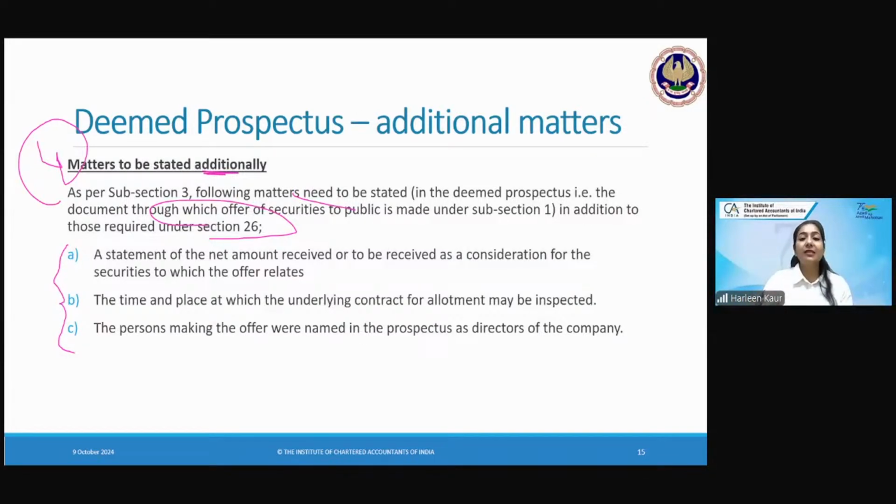What are those 3 things? A statement of the net amount received or to be received as consideration for the securities to which the offer relates. So how much amount has been received or has to be received for the sale of such shares?